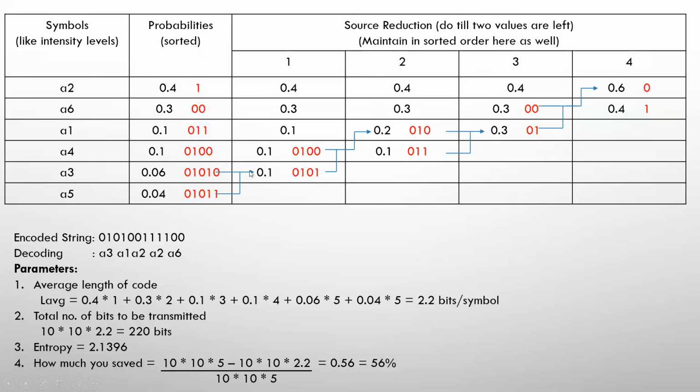Now this 0.1 came from these two. So this is 0, 1, 0, 1. I wrote 0, 1, 0, 1 over here, 0, 1, 0, 1 over here. Append 0 here, append 1 here. And that's how till here you are able to calculate all the probabilities.